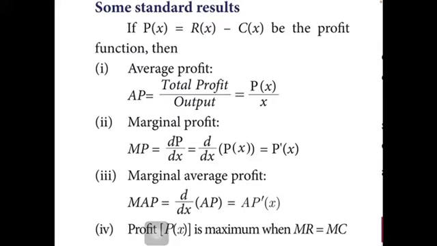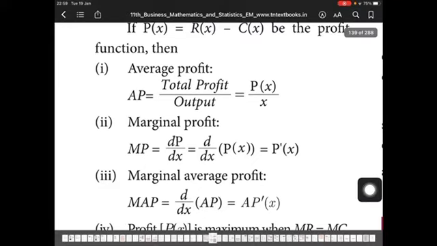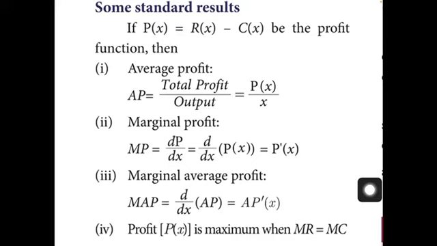Similarly, for the profit function, we can calculate average profit, marginal profit, marginal average profit. Average profit is the profit function divided by X, output. Marginal profit is the differentiation of the profit function. Marginal average profit is the differentiation of the average profit function. Profit is maximum when MR is equal to MC. What is MR? Marginal revenue. What is MC? MC is marginal cost.